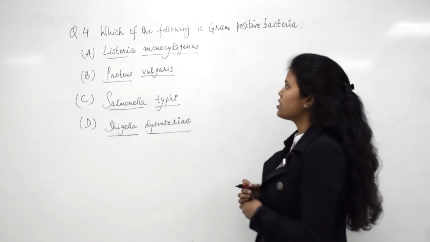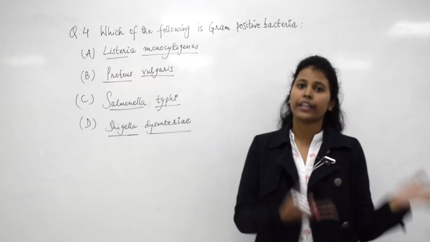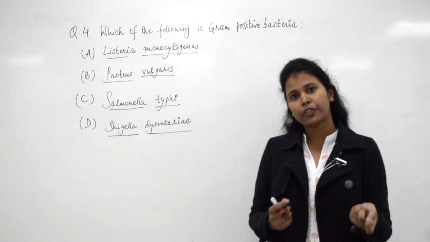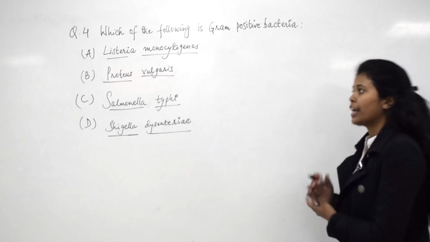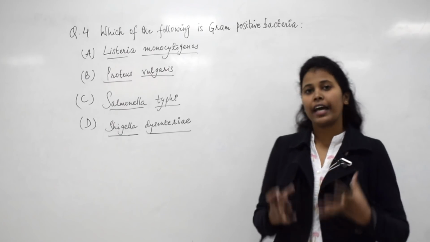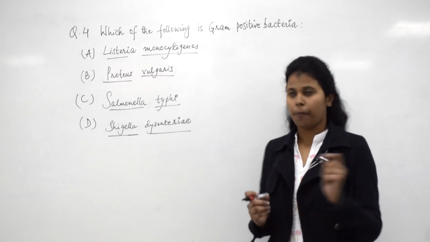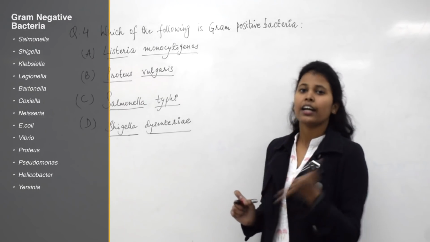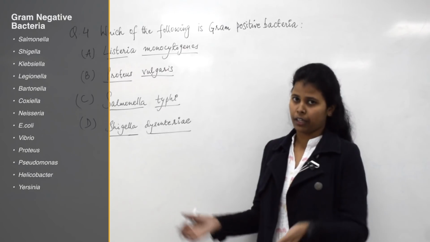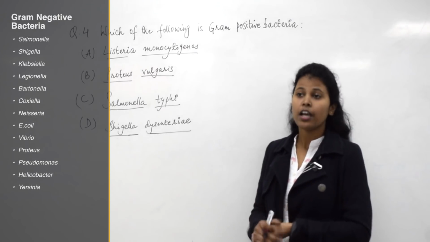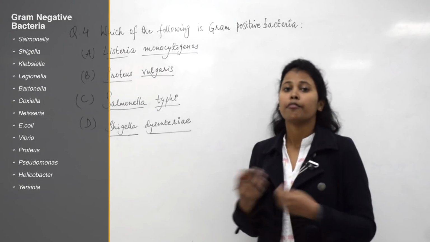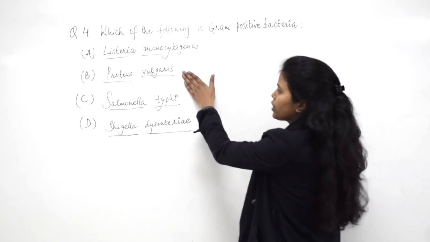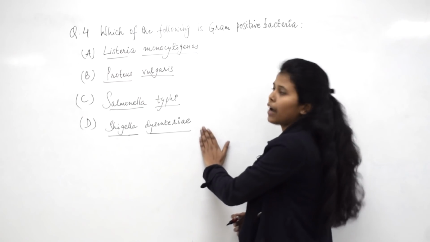Now let's look at the options. How to memorize which organisms are gram-positive and which are gram-negative? For that, we have simple tricks. First, for gram-negative bacteria, you can remember those organisms whose names end with 'ella'. All those are gram-negative bacteria. For example, Salmonella, Shigella, Klebsiella. Others are also in this category, for example E. coli, Pseudomonas, Vibrio, and Proteus. So from these lists, we can say that Proteus, Salmonella, and Shigella, all three are gram-negative bacteria.